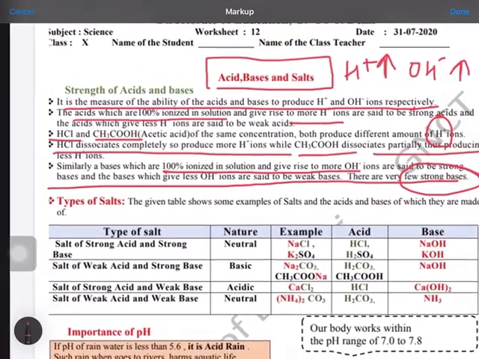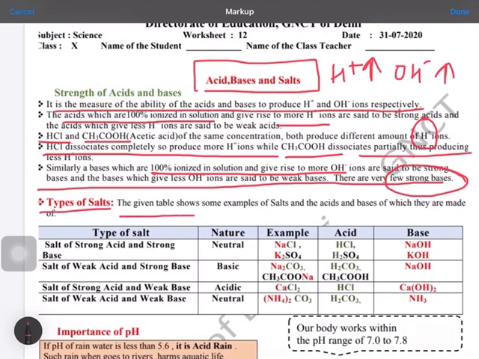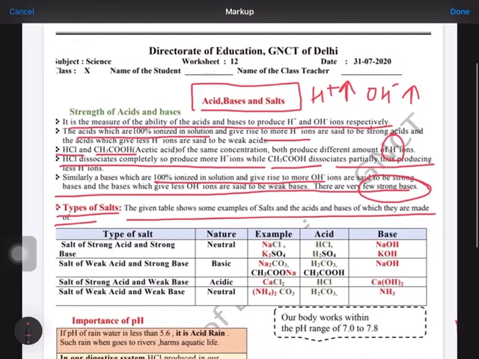Now when we come to salt formation, we have read about the neutralization reaction. When an acid combines with a base, it gives you salt plus water. But whether the salt will have a neutral pH or not depends on the reactant side. That means if a strong acid and a strong base combine together, then we will get a neutral salt. But if the type of salt is different, then the nature of the salt will also be different.